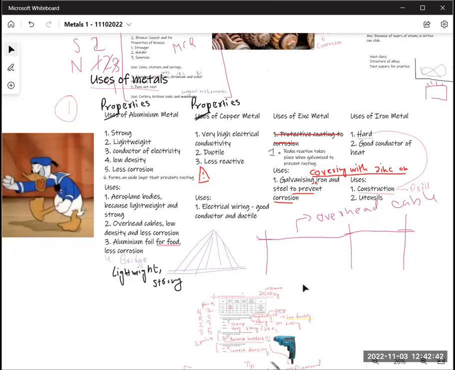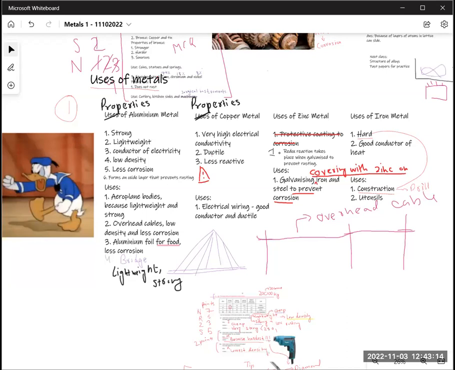By the way, can someone tell me what is an overhead cable? The cables that are over our head when we go outside, like hanging. Okay. Is it like a cable on your head, Anas? No, it is not. They're on the streets. Okay, I'll show it to you.